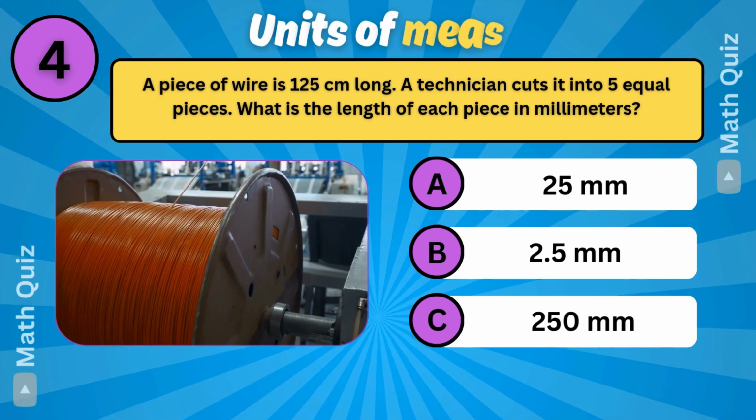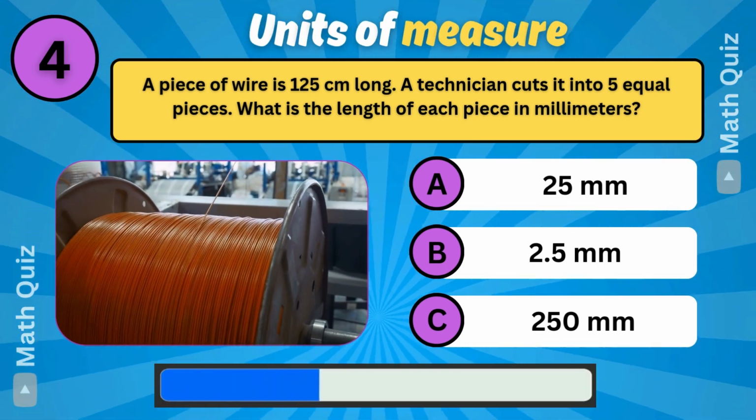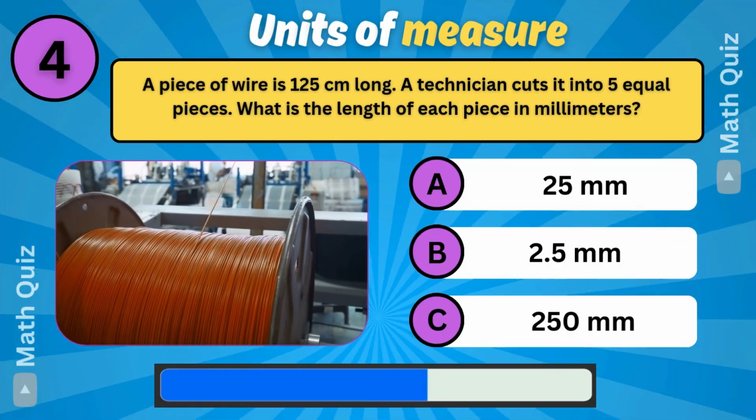4. A piece of wire is 125 centimeters long. A technician cuts it into 5 equal pieces. What is the length of each piece in millimeters?